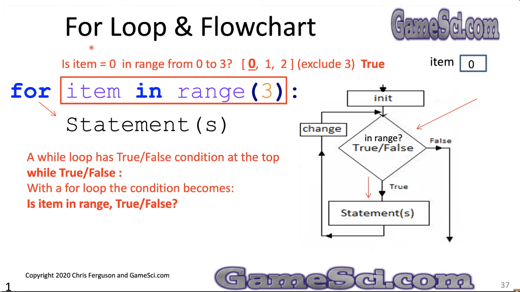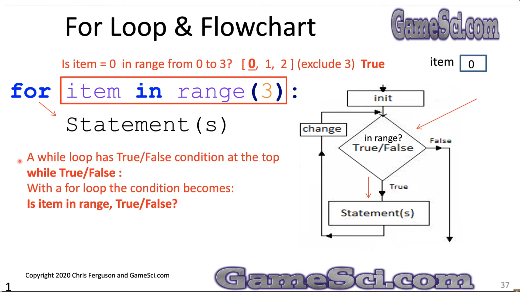Then we'll evaluate: is item equal to 0 in range from 0 to 3? The range 3 command says I want to execute over a range starting at 0 all the way to 3, not including 3. Exclude 3. So since 0 is in range from 0 to 3, not including 3, this evaluates as a true-false statement. Recall from the while loop, we had this diamond-shaped thing in the flowchart that evaluated a true or false. Well, we still have that true-false condition, but this time the true or false is: is the item in range? 0 is in range, so it will return a true and execute the statements in the for loop.